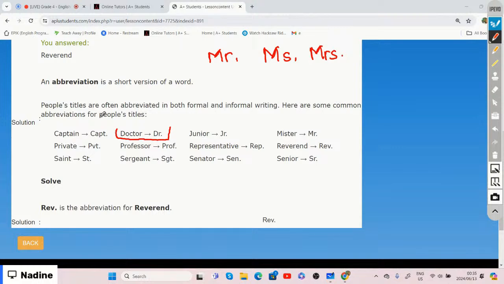And then we have captain, right? The shortened version of captain is almost like saying Capt. The shortened version of junior is JR. And we have Mr., like you have mentioned. You see, it needs to be a capital letter with a period. Don't forget the period at the end of that abbreviated word.